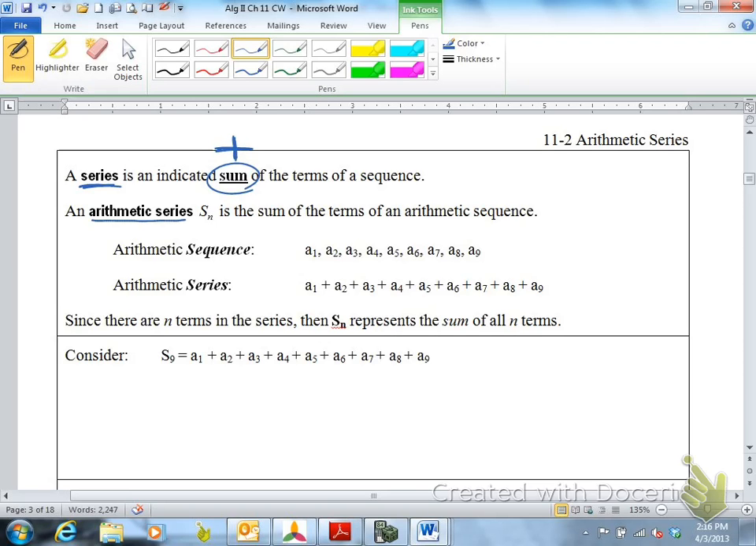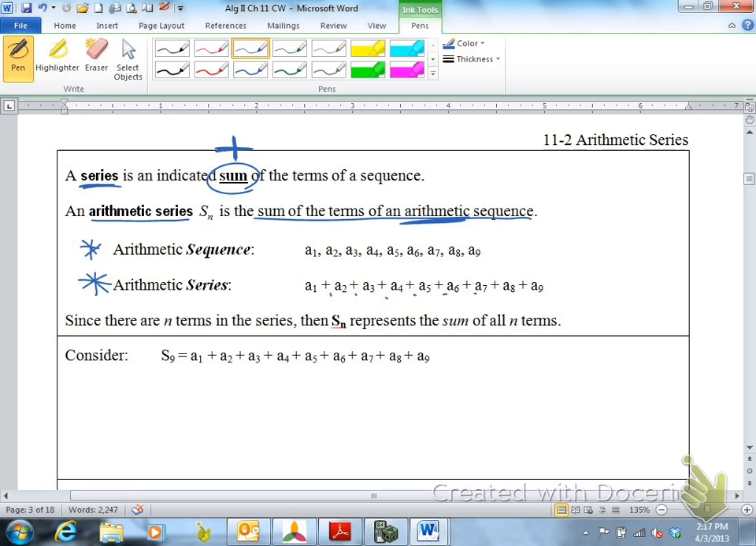An arithmetic series is the sum of the terms of an arithmetic sequence. Tomorrow we'll talk about a geometric sequence, but right now it's an arithmetic sequence. So the main difference between a sequence and a series is that a sequence has commas separating the terms, an ordered list of numbers, but a series is you're adding those terms of the sequence. So that's the main difference. One has commas, the other has addition or plus.